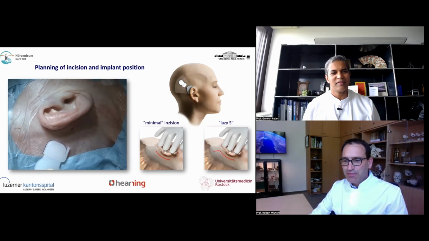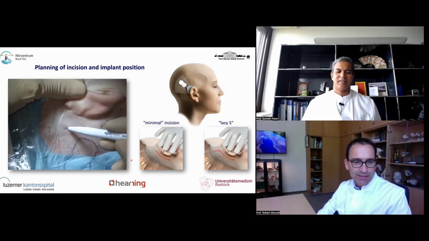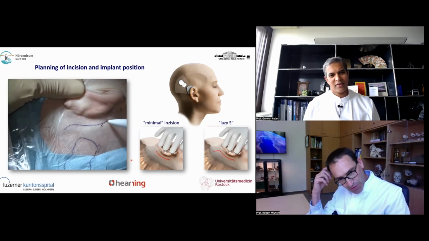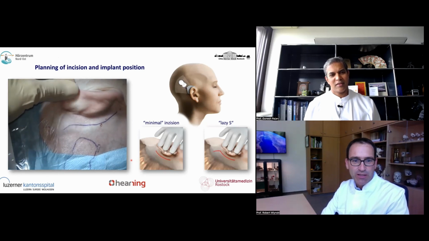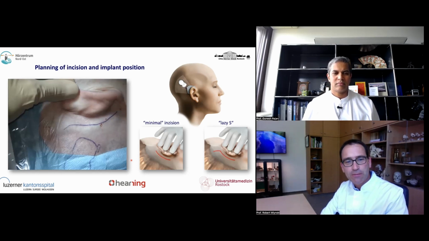First thing comes first. Patient has general anesthesia, is covered, sterilized, wrapped, and we use infiltration anesthesia and then plan our incision and position of the implant housing. The aim of this is to have distinct distance between the coil and the auricle, so we have no contact of the speech processor with the implant and with the coil.